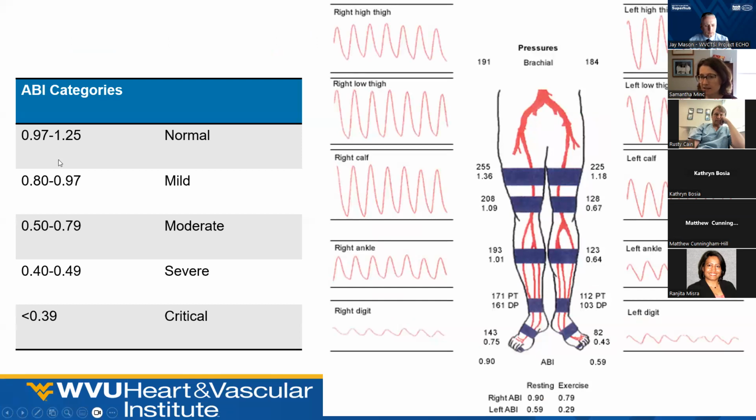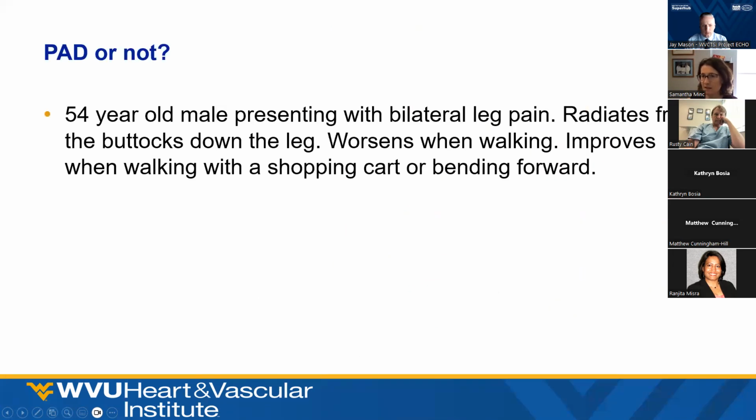Here are ABIs, here are the categories. Categories will be slightly different depending on where you work and who does your ultrasounds. But here's an example of the waveforms. This person has a normal ABI on the right, and it looks like moderate disease on the left. See the waveforms are a little bit more dampened on the left side. And that's just for your information if you get these studies.